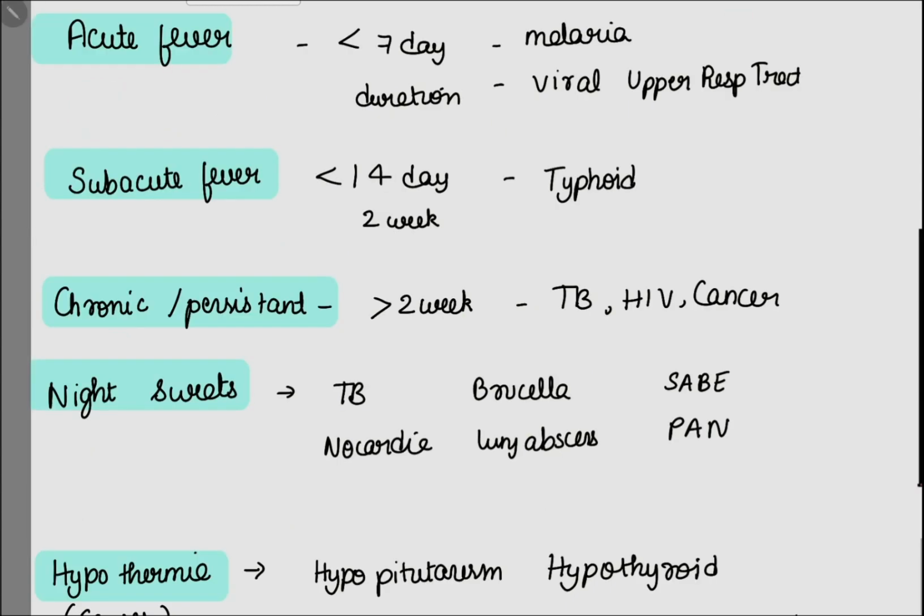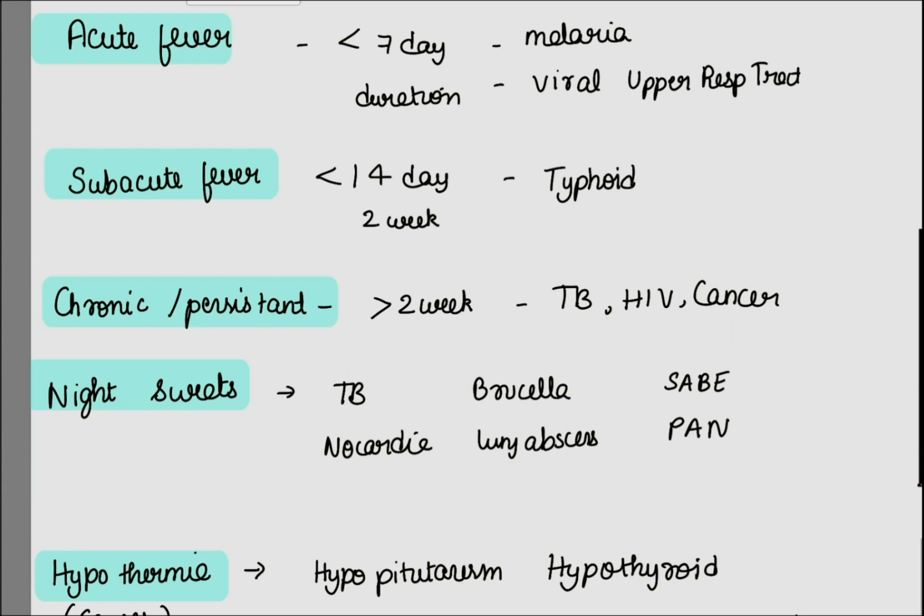Then we'll divide types of fever: acute fever, subacute, chronic. Because when you mention in your history of presenting illness, you usually say fever acute in onset or sudden in onset or chronic fever. So to be specifically clear, acute fever is less than 7 days of duration of fever.